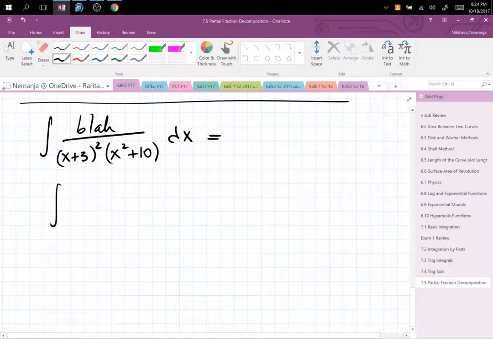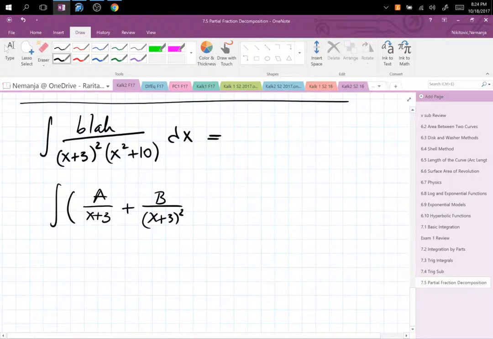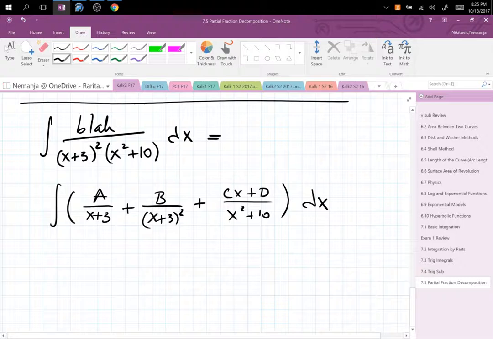So let's take a look. Integral of the first one is a repeated linear. Therefore, a over x plus 3 plus b over x plus 3 squared. That's the setup for the repeated linear. That's the second equation on your list. Plus, this is not repeated, quadratic. Therefore, we just have cx plus d over x squared plus 10 dx. We all have this?